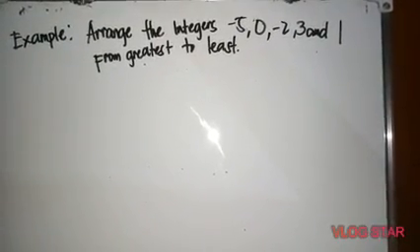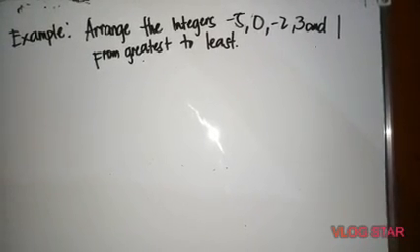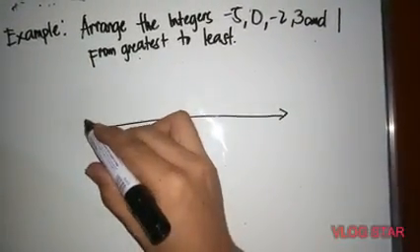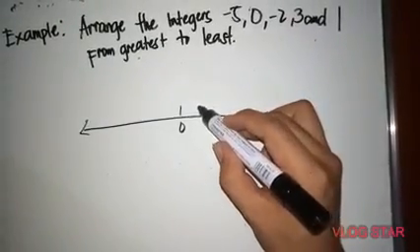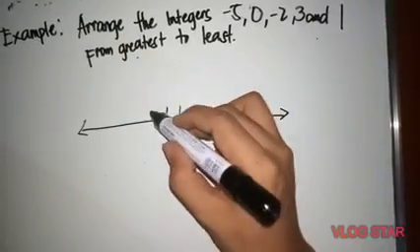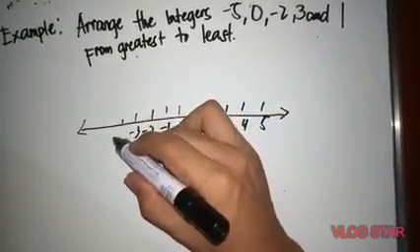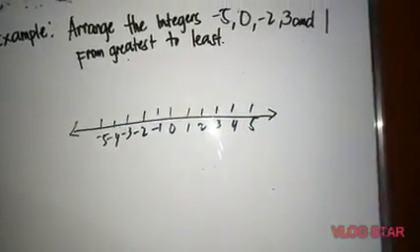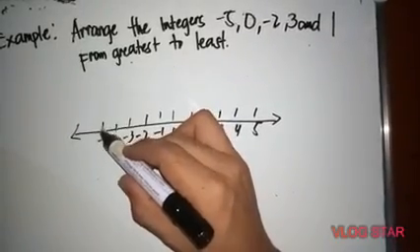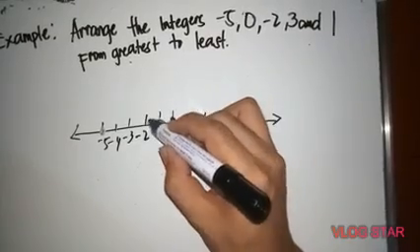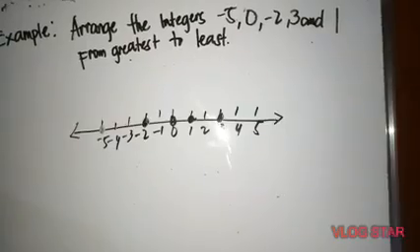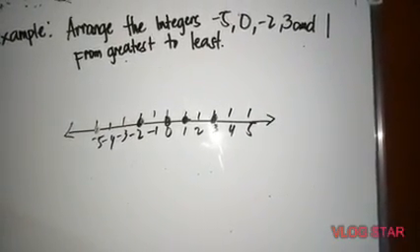Another example: arrange the integers -5, 0, -2, 3, and 1 from greatest to least. So we will use the number line to arrange these integers. So 0, -1, -2, -3, -4, and -5. After we draw a number line, let's plot all the integers. So -5, 0, -2, 3, and 1.